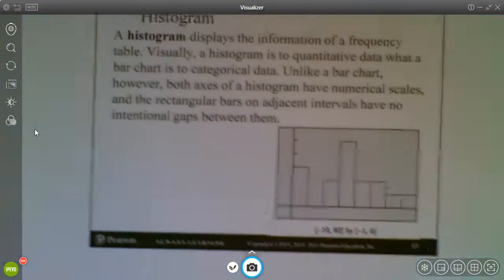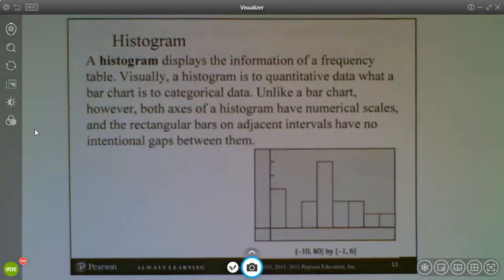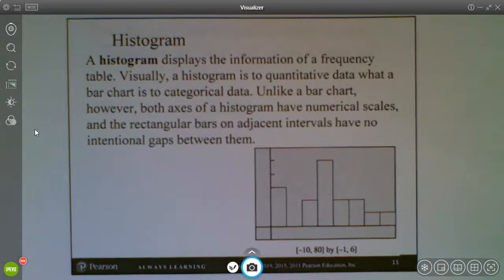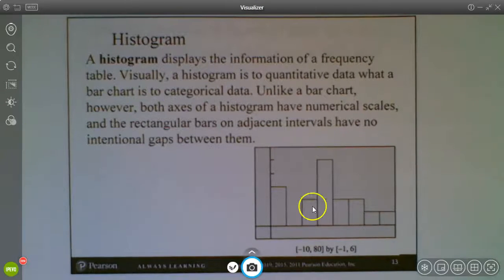All right, histogram. You guys have probably seen a histogram before. A couple of things are different about the histogram, because it looks a lot like a bar chart or bar graph that we saw earlier, but it talks a little bit in here about the differences. So remember, this is about having a numerical scale on both axes, and so these now represent numbers down here, not categories. So that's one of the biggies.